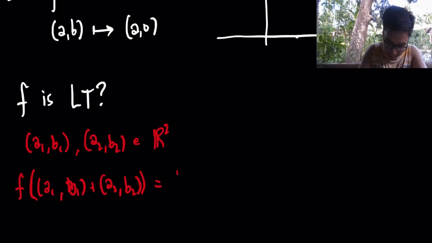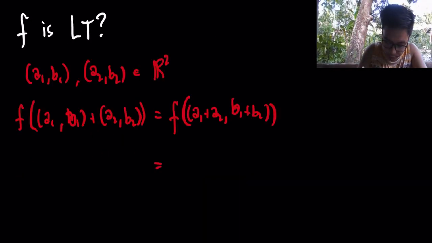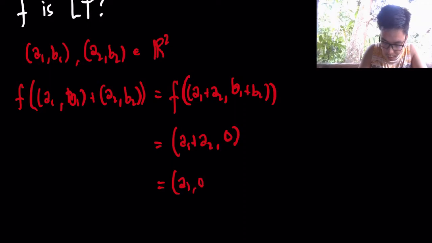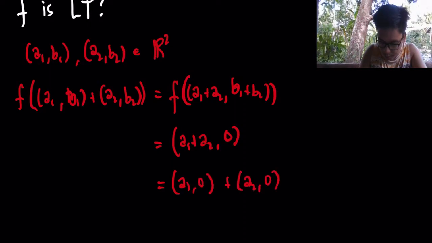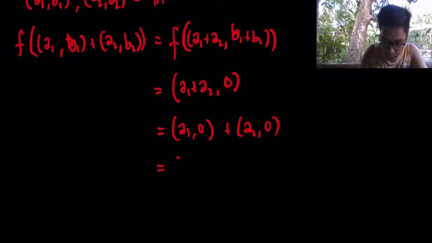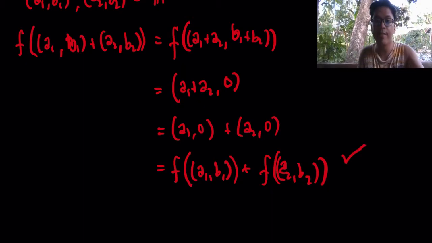So technically, this is the same as f of (a1 plus a2, b1 plus b2). Okay, so by definition, this is actually the point (a1 plus a2, 0). And then I can split this point to be (a1, 0) plus (a2, 0). Now, the point (a1, 0) is actually the output when we input the vector (a1, b1) to f, plus I also have f of (a2, b2). So therefore, condition 1 here is already satisfied.